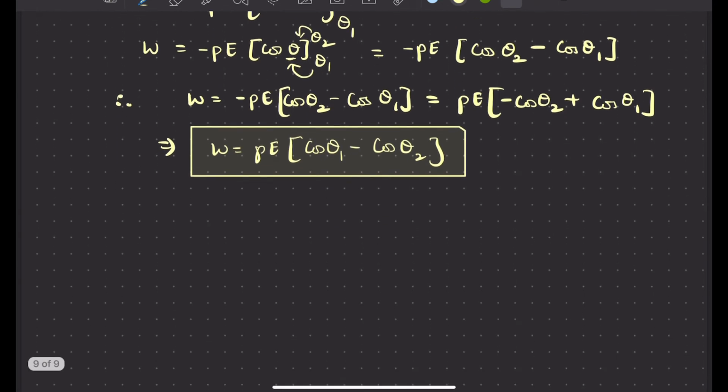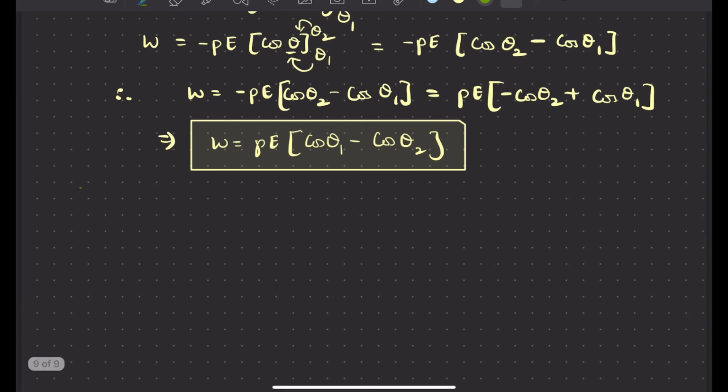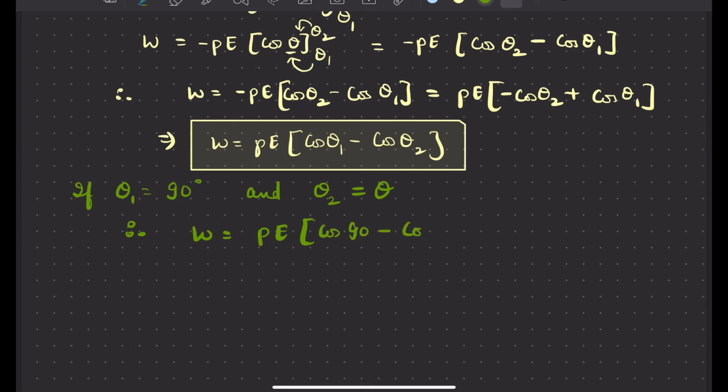But now we need to consider a case, that if the initial angle theta 1 is 90 degrees and the final angle theta 2 is theta, then we get W is equal to PE (cos 90 minus cos theta). We know cos 90 is 0, so it is equal to minus PE cos theta.